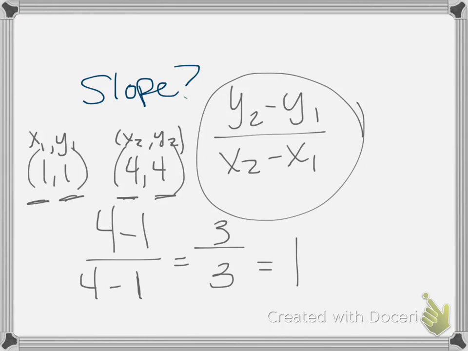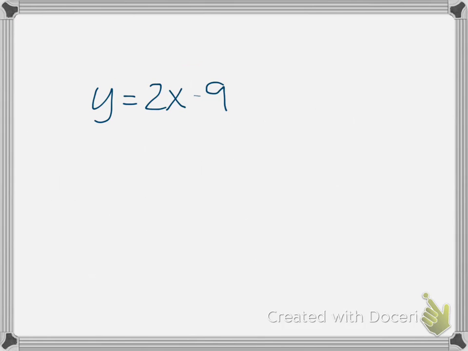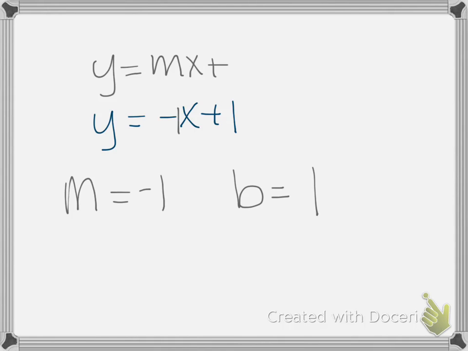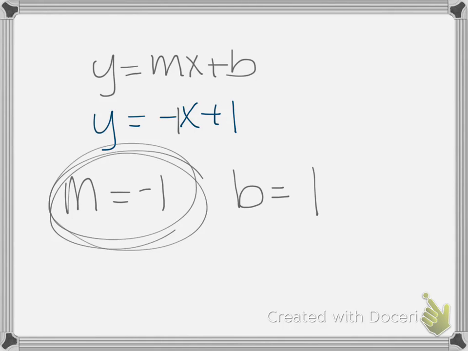Okay, so a point is always x, y, so if I have 2 points, one is x1, y1, the other one is x2, y2, and then we just fill it into our equation. Okay, so in this, my slope, so my m, is going to be 2, my y-intercept is negative 9. Okay, this is like having a negative 1 here, so my slope is negative 1, my y-intercept is 1, because we're going y equals mx plus b. Okay, this does not have an x attached to it.